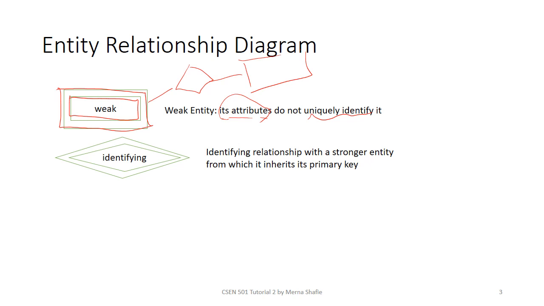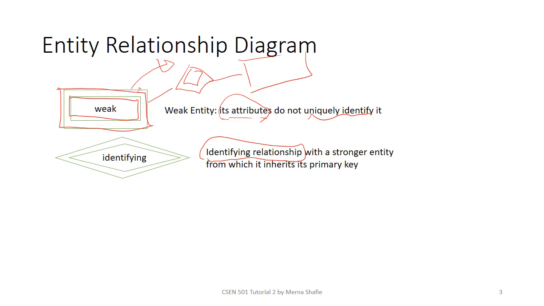This relationship is a specific type of relationship. This is called the identifying relationship. This relationship is the one that uniquely identifies each instance of this entity. And we draw it like a double rhombus, two rhombuses inside one another. What does this relationship denote? It denotes that this weak entity is going to inherit the primary key of the stronger entity.